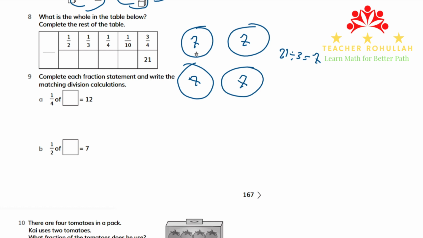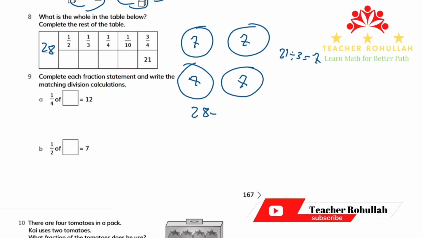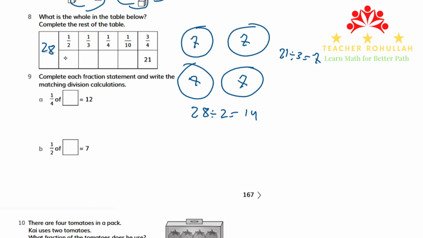Because there are 4 equal parts, we can find out the total from these 4 groups. 7 plus 7 is 14, plus 7 is 21, and plus 7 is 28. So the number here is 28. Now that we have found the whole, we can easily find the equal parts here. So 1/2 of 28, we can divide 28 by 2, and it's equal to 14. So 1/2 of 28 is 14.